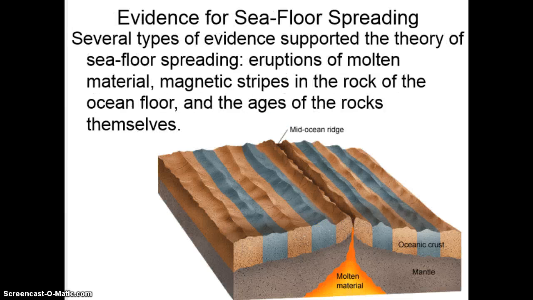Again, we have some evidence for seafloor spreading. Several types of evidence supported the theory of seafloor spreading: eruptions of molten material, magnetic stripes in the rock of the ocean floor, and the ages of the rocks themselves. This is spreading the ocean floor apart.